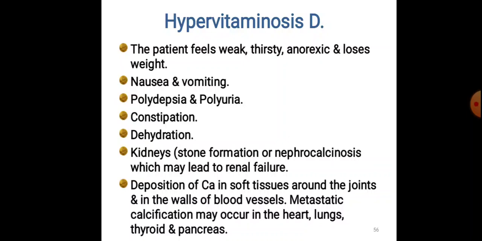Okay. So, what are the main features of hypervitaminosis D? The patient may feel weak, thirsty, anorexic and lose weight. There will be polydipsia, polyuria, nausea, vomiting, constipation, dehydration, stone formation, and deposition of calcium in soft tissues, and metastatic calcification can also occur.